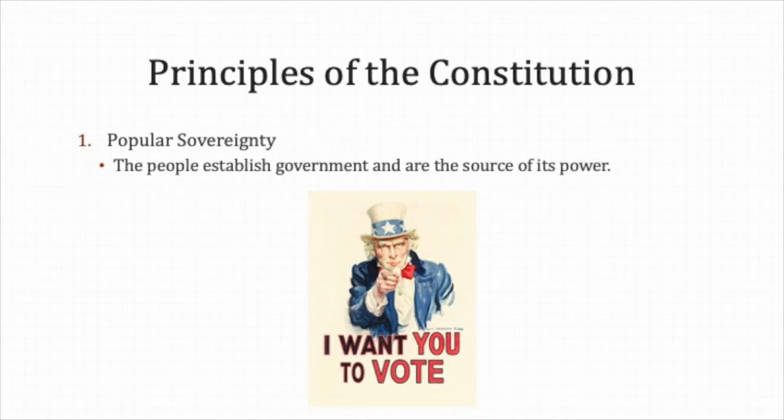Now that we've looked at the preamble, let's take a look at the Constitution itself. And in its structure and its language, the Constitution expressed six basic principles of governing. And that's what we're going to go over now. So the first principle is popular sovereignty. And the word sovereignty comes from the Latin word to mean rule. And popular is by the people. So you have rule by the people.